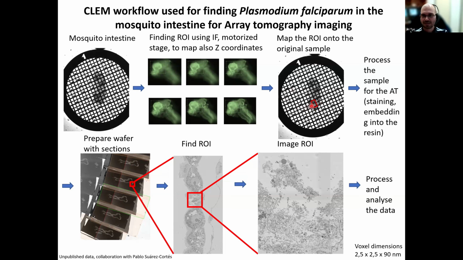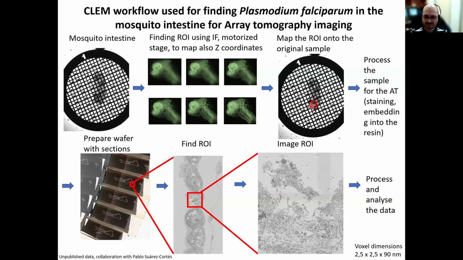parasites. But it turned out that with the serial block face, because there is the limitation with the electron dose, we are not able to get the sufficient resolution that we needed, because the Plasmodium falciparum is really small, the cells are small, and the organelles that Pablo needs to see are really tiny. So we had to switch to array tomography.